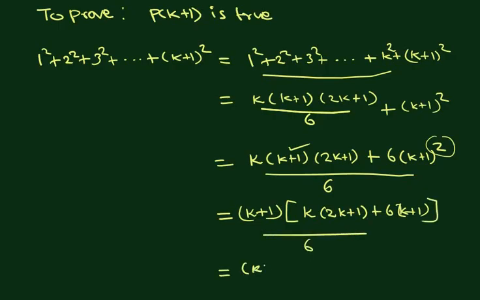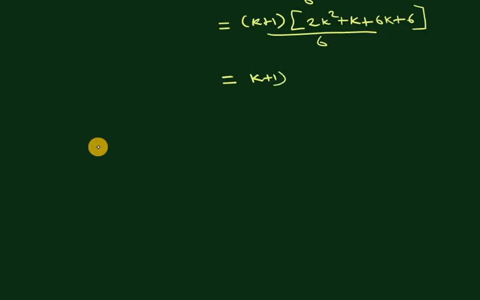It is equal to k plus 1. I want to simplify this one now. I am multiplying inside. If you are multiplying, you are getting 2k square plus k plus 6k plus 6, whole divided by 6. This is equal to k plus 1 into, I am simplifying this one, 2k square plus 6k plus 7k plus 6 whole divided by 6. This is equal to, I am planning to factorize this one.